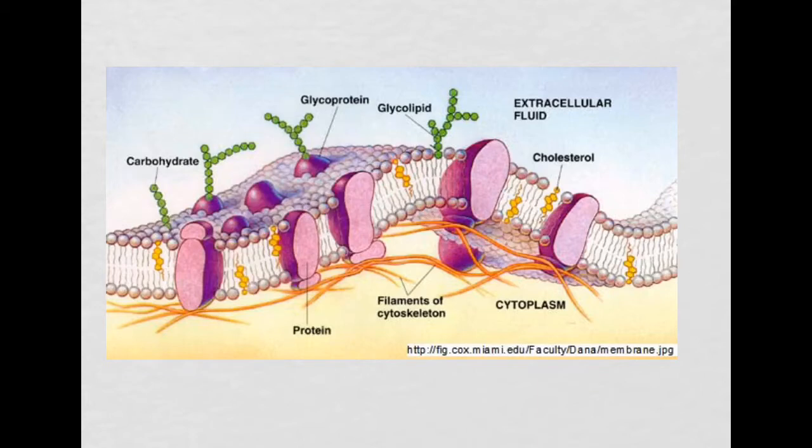And so this is a fluid model. All these elements are moving around within the plasma membrane. And the primary purpose of the plasma membrane is to create a barrier between the extracellular space and the intracellular space, what's inside the cell. We want to create a barrier so that we can have a different set of conditions inside the cell as compared to outside the cell.